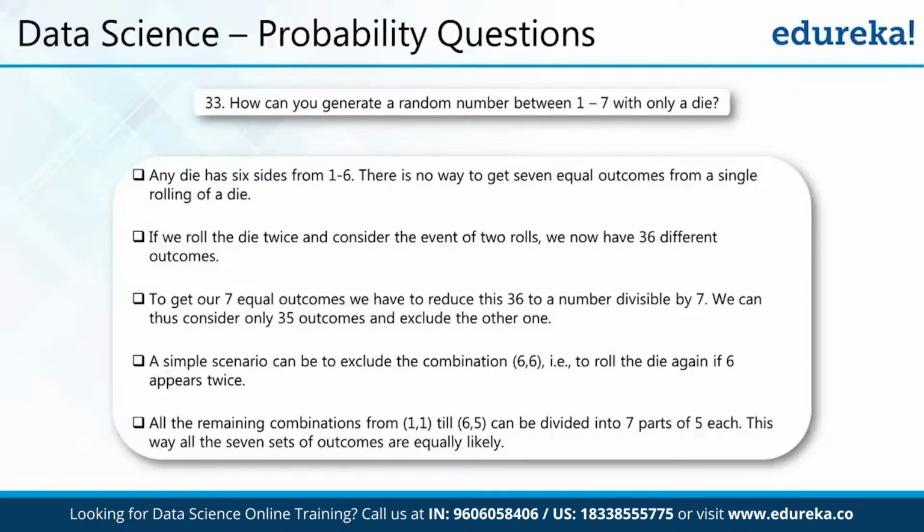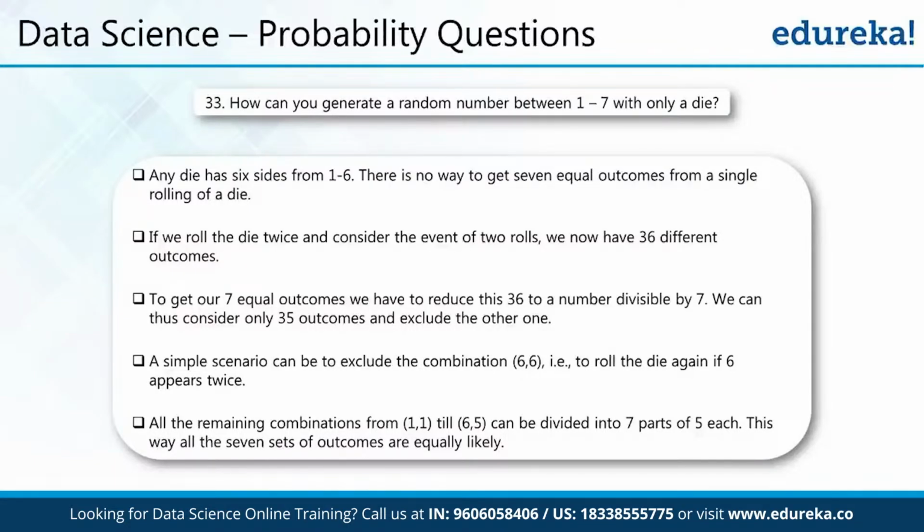So we have these 36 different outcomes. How do we now make sure that this is kind of equally likely? First we have to find a number which is divisible by 7, which is close to 36. So maybe we can exclude one of the possibilities from the 36 combinations and keep only these 35 possible outcomes, like excluding maybe 6,6. If we remove this possibility, we are left with all the possible combinations starting from 1,1 till 6,5, right?